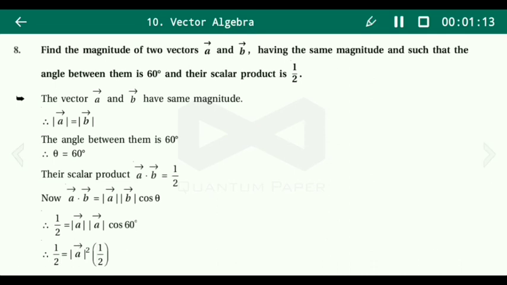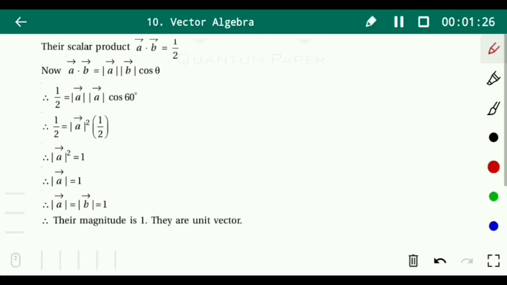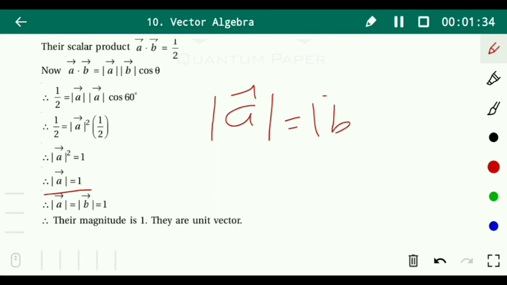So we have to simplify it. So 1 by 2 cancels out. So we get magnitude of A square is equal to 1. Now taking the square root, we get the value of magnitude of A is equal to 1. Now we know that magnitude of A is equal to magnitude of B, because given that they have the same magnitude. Okay, therefore they are unit vectors.